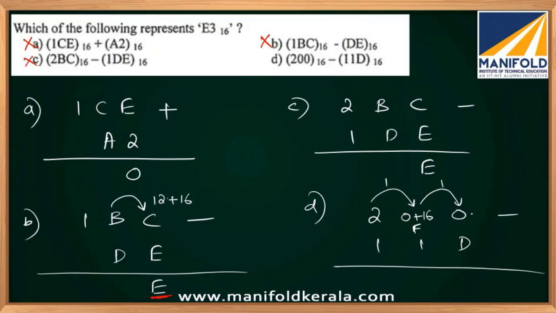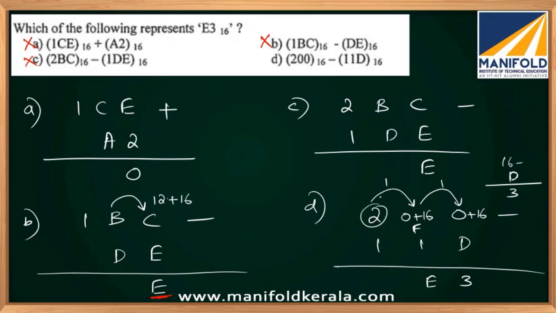Now this will become 0 plus 16. And what is 16 minus D? Can you tell me what is 16 minus D? It is 3. Right, so you will get 3 here. And if you want, you can do the other ones also. What is F minus 1? F minus 1 is E.